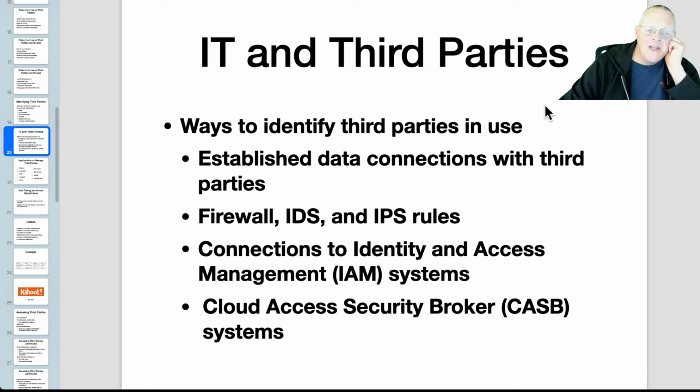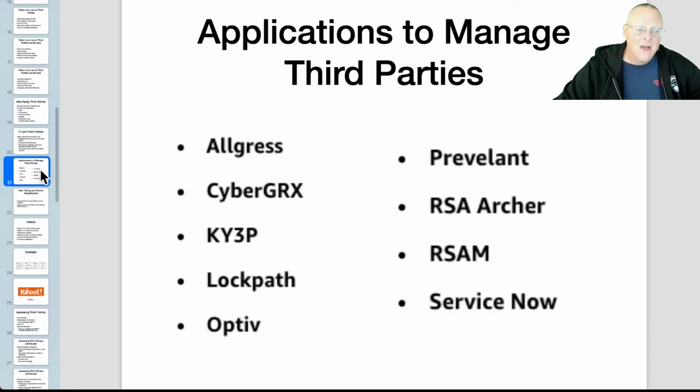So there are ways to identify this. You look for data connections. Just look at your network connections, see if they're going to cloud services, your firewall rules, connections to identity and access management systems. There are cloud access security broker systems just here to control the network connections you make to cloud services, a sort of special software firewall kind of thing to control what happens, and that's considered a good security product to have. And there are third-party applications just to manage your relationship with third parties, special applications just for this purpose, like from RSA and other companies.